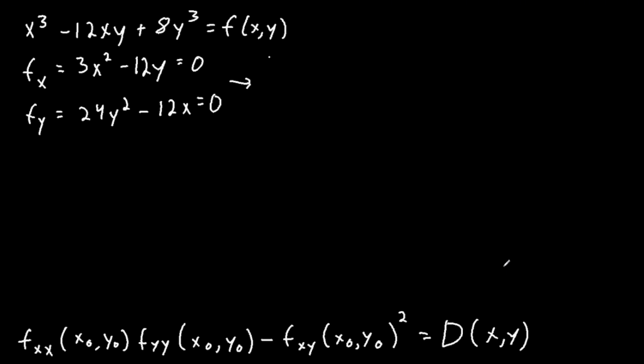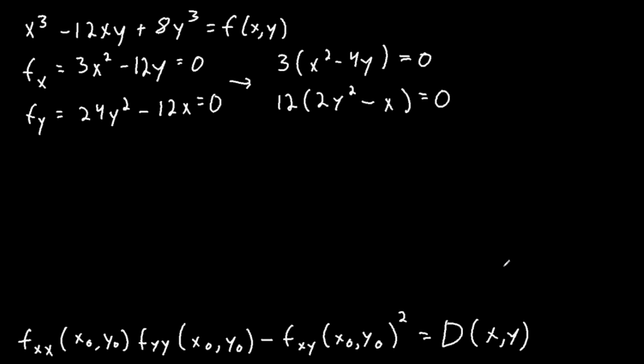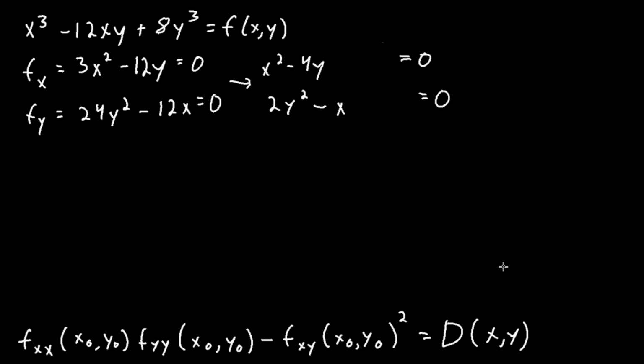What we can do is factor out a 3 in the top equation just to make things look easier, x squared minus 4y equal to 0. And we can factor out a 12 for the y partial, 2y squared minus x is equal to 0. We can get rid of the 3 and the 12 because they don't really matter whenever you're trying to get to 0, so let's just erase them. And we're left with a system of equations here.